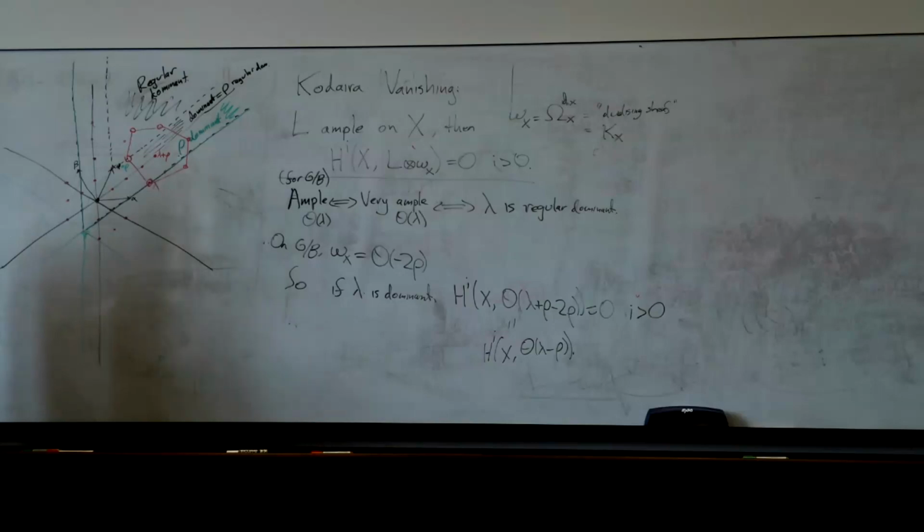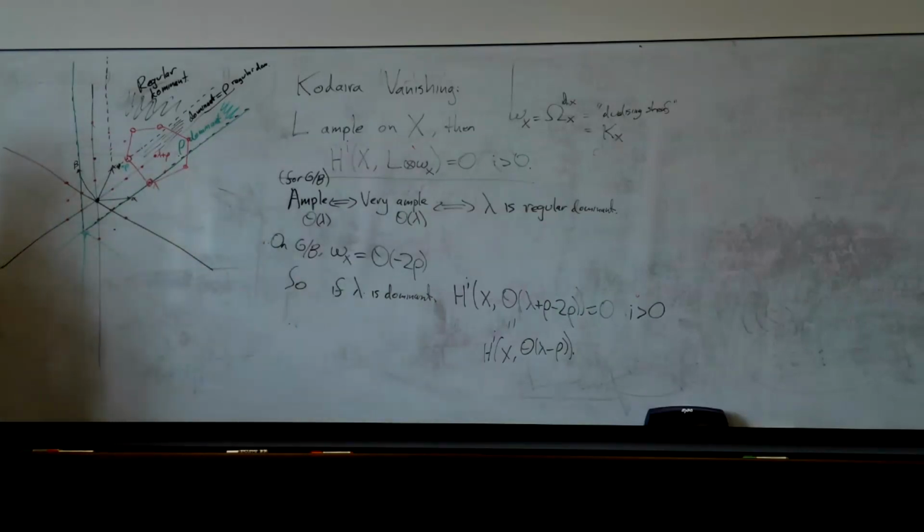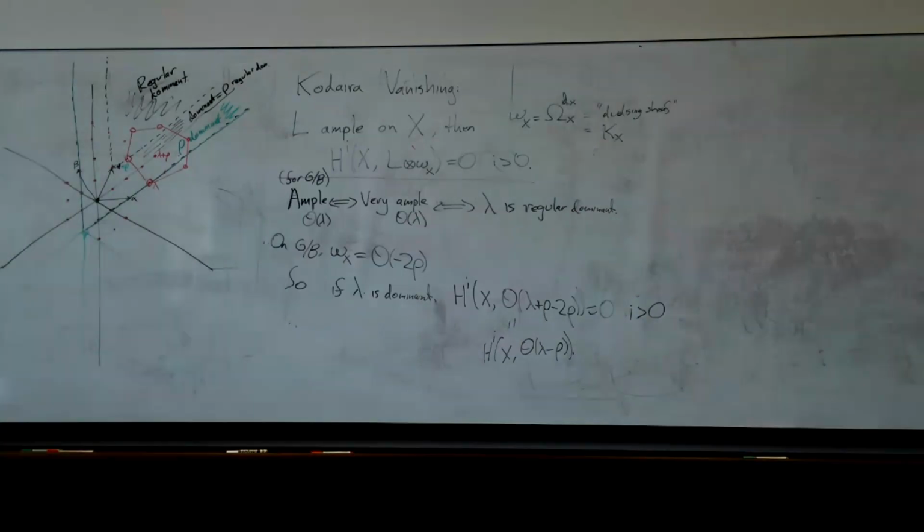Okay. Any more questions about this one? Maybe it's a very good question. So if you take one of these weights, and you take the line bundle corresponding to it, and then you take the line bundle corresponding to a different weight, and you tensor them over OX, you just get the line bundle corresponding to the dominant weight. Okay.